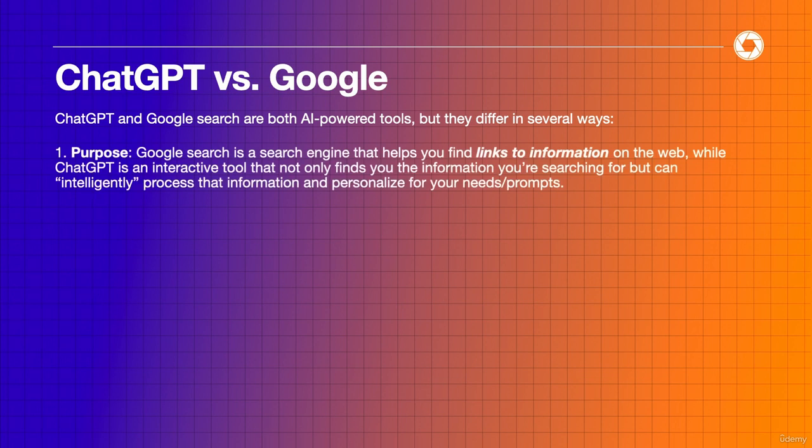Of course, as we know, the Google search purpose is a search engine that helps you find links to information on the web. While ChatGPT, on the other hand, is an interactive tool that not only finds you the information you're searching for, but intelligently, and I put that in quotes because it's kind of hard to say if it's intelligently doing it, but it's processing the information that it's been trained on in a way that's personalized for your needs and for your prompts.